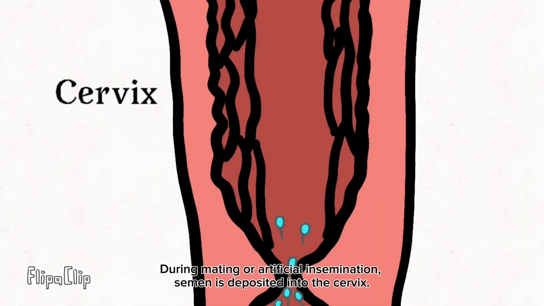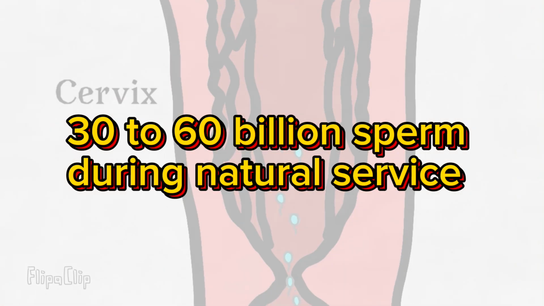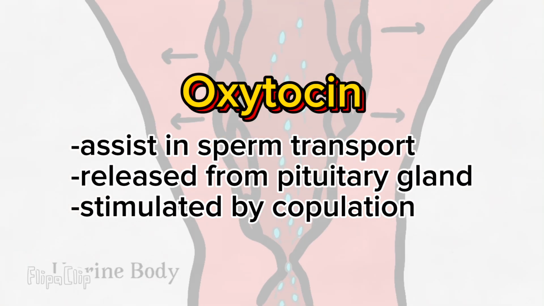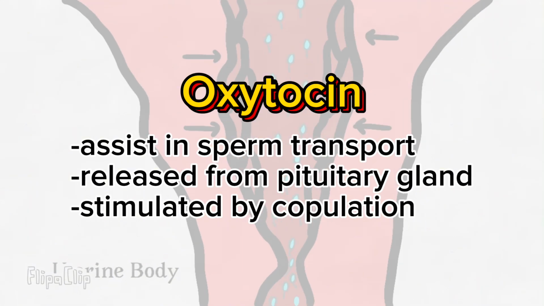During mating or artificial insemination, semen is deposited into the cervix. Boars can deposit as many as 30 to 60 billion sperm during natural service. Uterine contractions stimulated by oxytocin assist in sperm transport. Oxytocin is released from the pituitary gland in response to the stimuli of mating behavior and copulation.